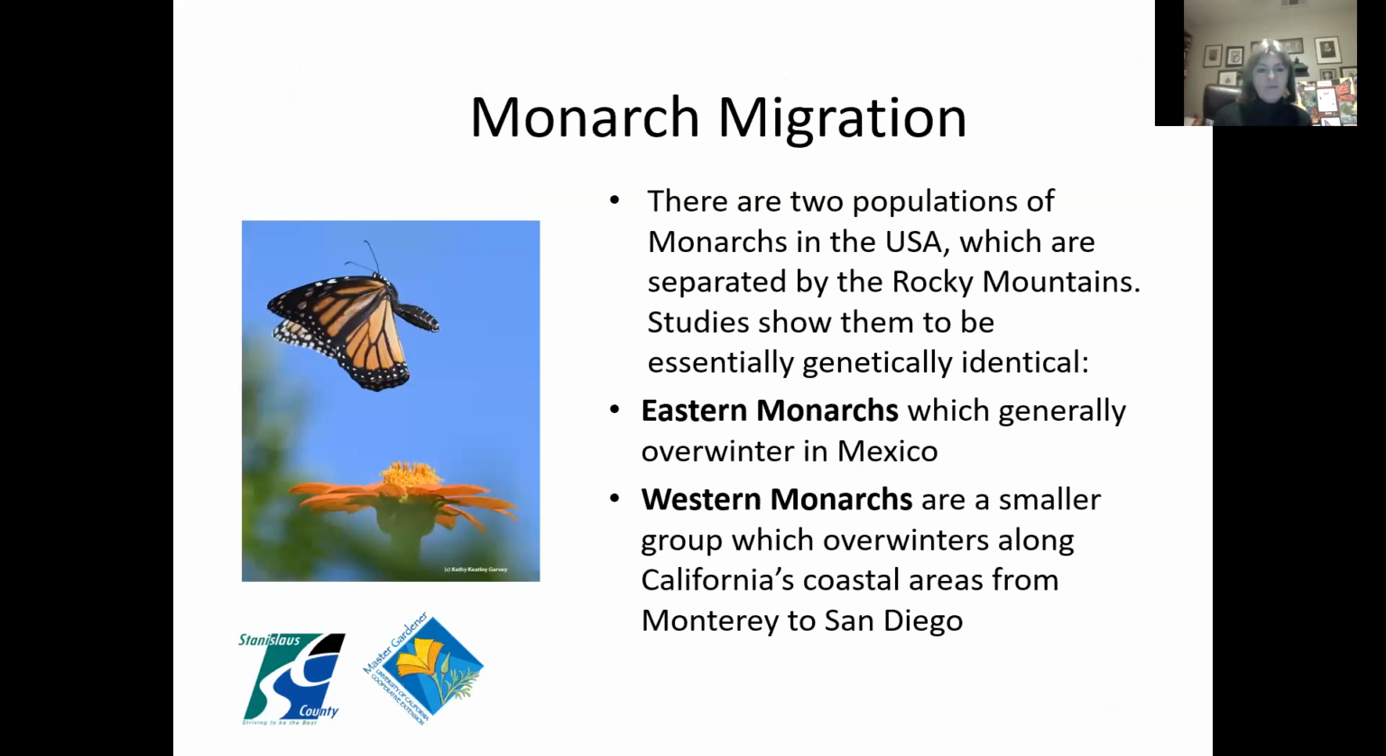So here are the two populations again. I got ahead of myself, but the Rocky Mountains are what separate them. Many more studies have been done on the eastern monarchs because there are a lot more of them than our western population. Our western population is a smaller group, and they have about 300 sites along our coast where they'll go. Usually they start moving that direction between September and October. Most of them are in their overwintering sites by November, and they stay there till February, usually.